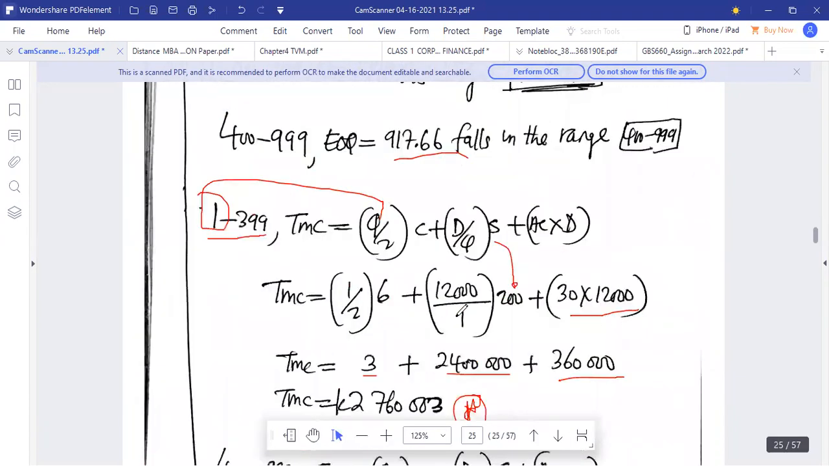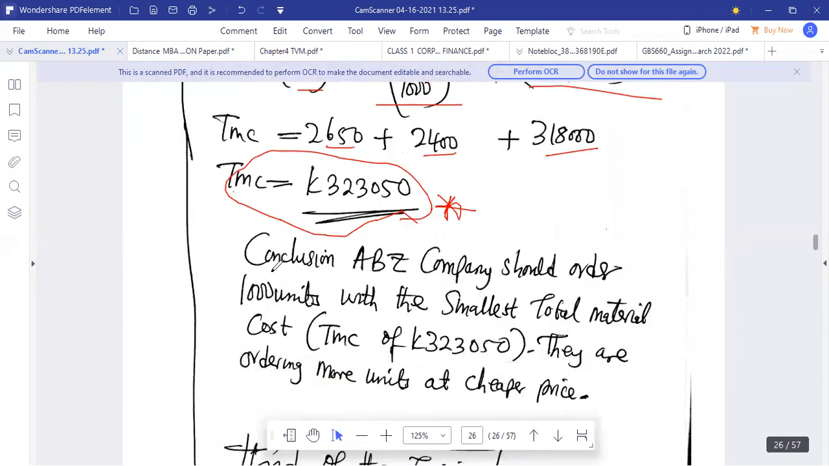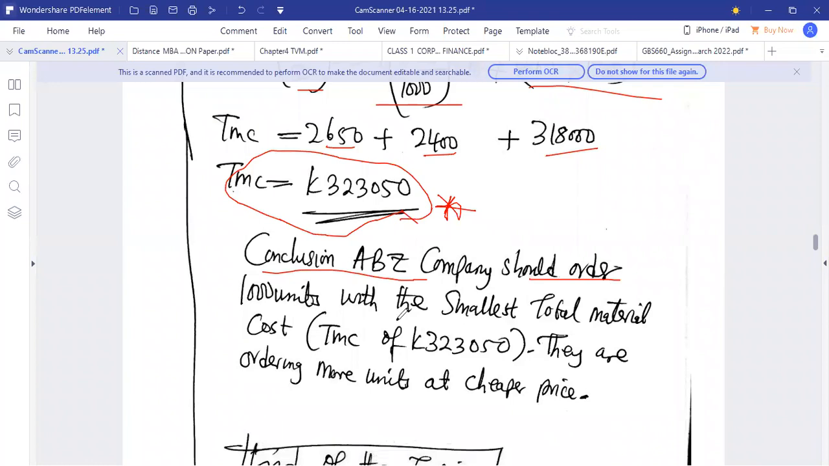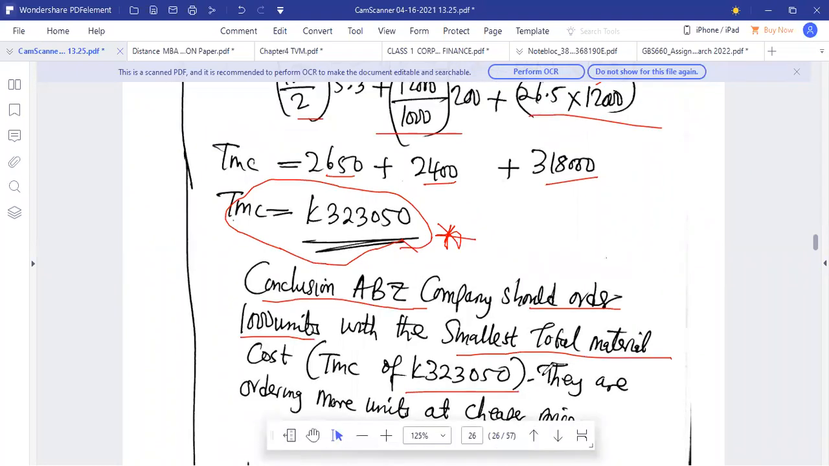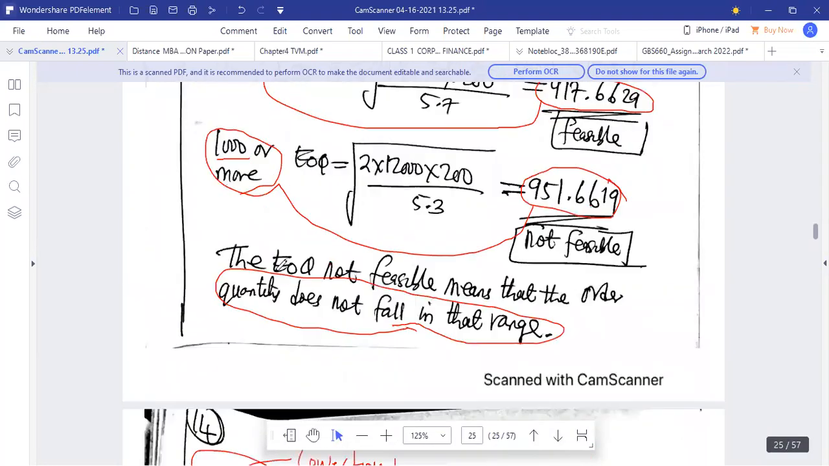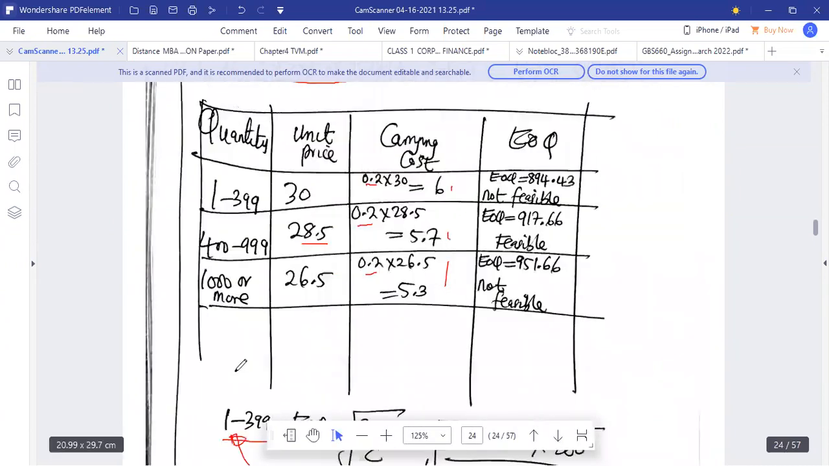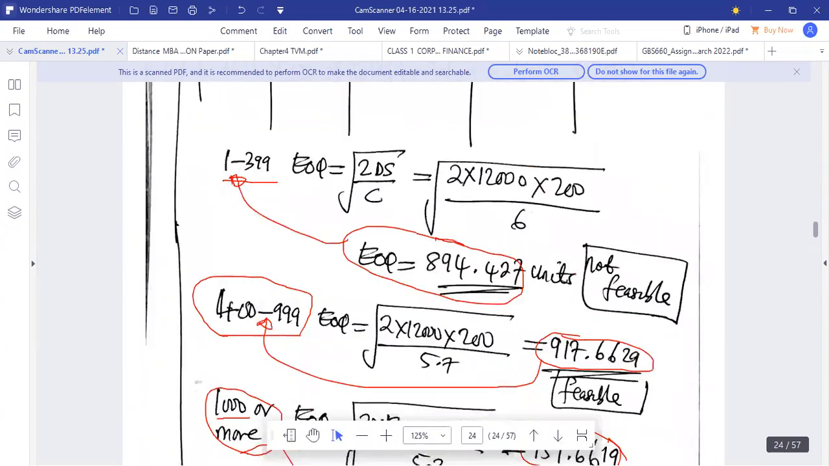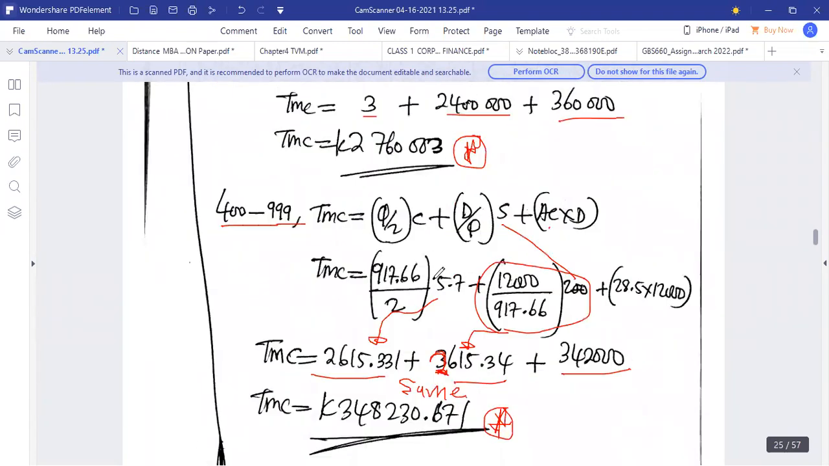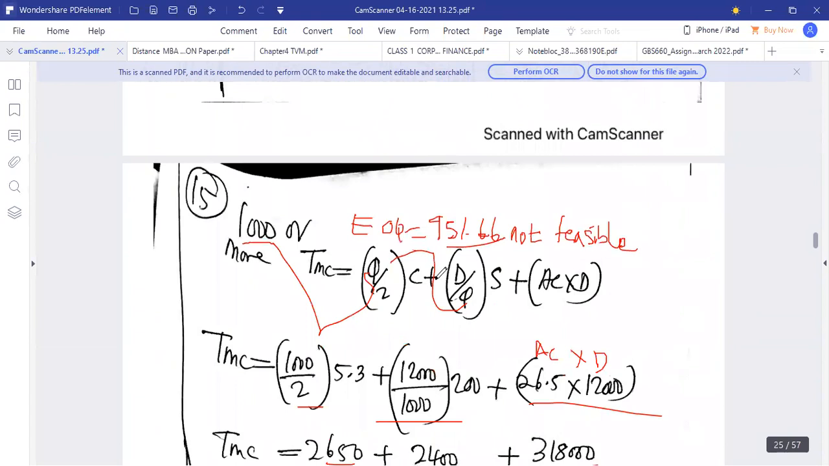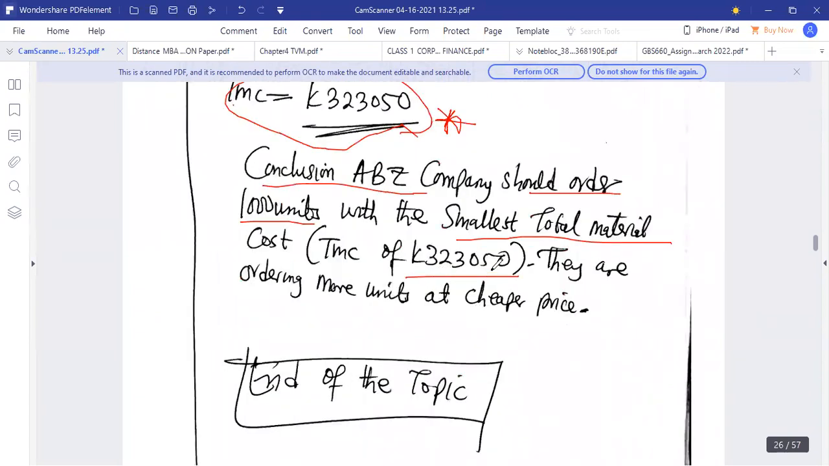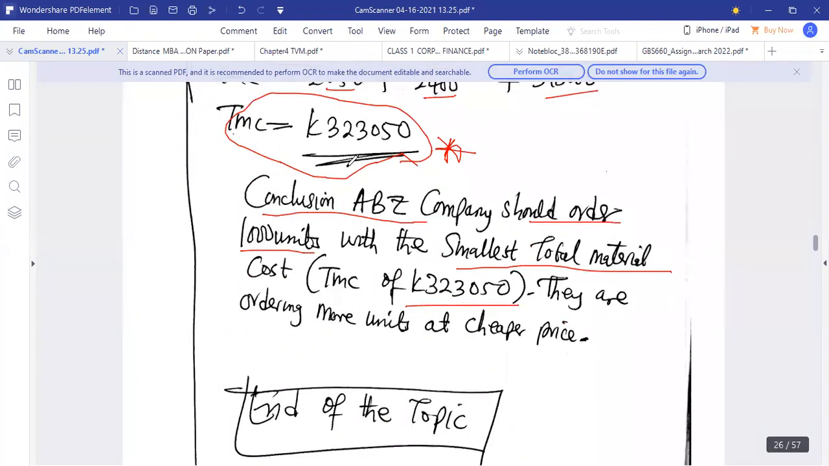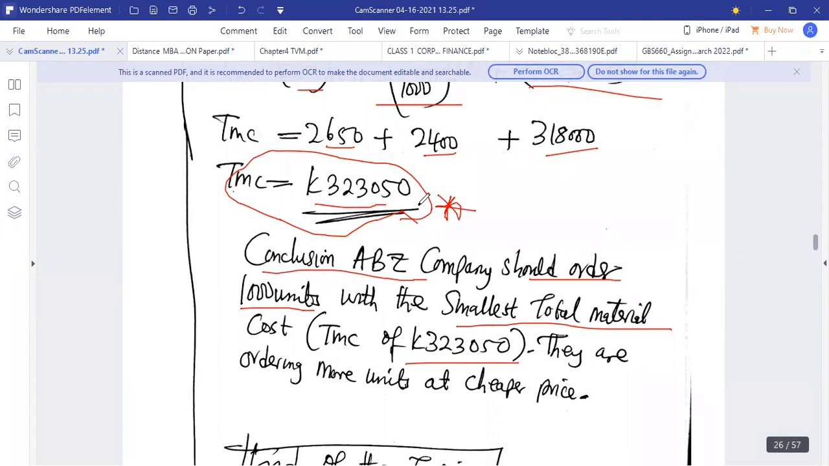So as we come here, you can see our conclusion. ABZ company should order 1000 units with the smallest total material cost of this. So this is our conclusion. Meaning we should order 1000 units or more, because this is the one that is giving us the smallest total material cost of 323,050, because among the three ranges, we have this one for 1,323,050.